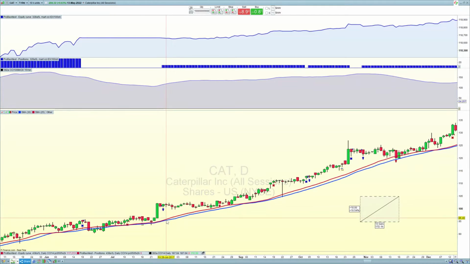So that's the first parameter. The second parameter is we enter the trade when the moving average 25, which is that red line, moves away from the moving average 30. As you can see here, it's moving away, which means the price is accelerating. So that's our first parameter to enter the trade. So we do so at that point there.